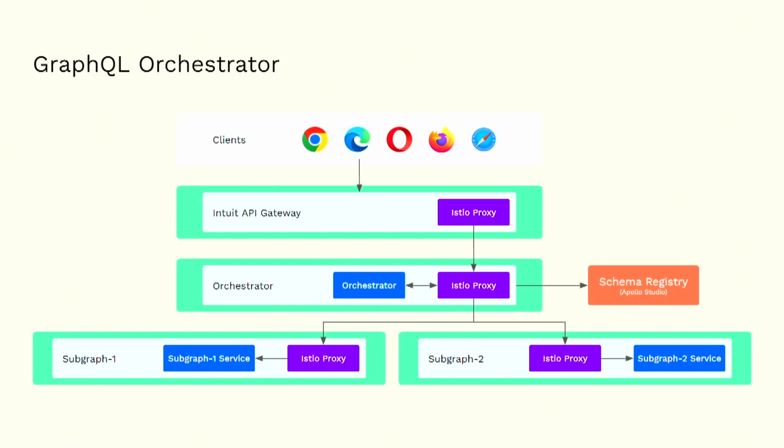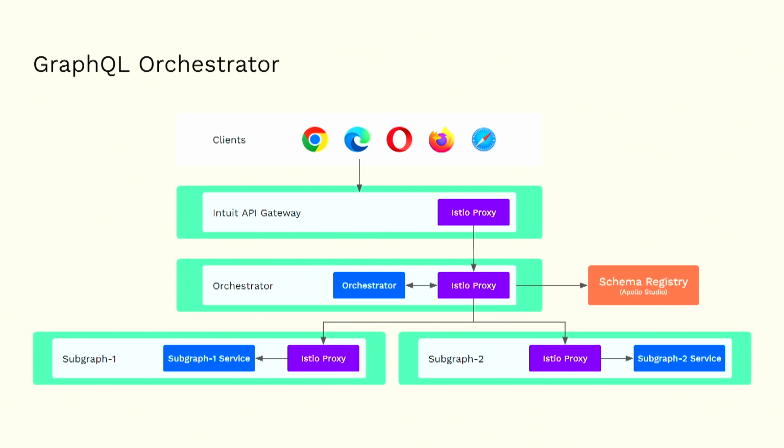Okay. Now let's go into the architecture side. So at Intuit, we deploy in Kubernetes, and we run heavily on AWS. So that's the context there. So this layer here, the orchestrator. We call the GraphQL gateway the orchestrator, as it orchestrates the request across the subgraphs.